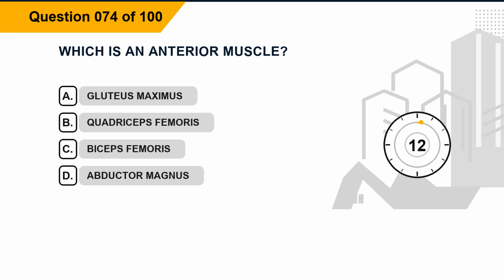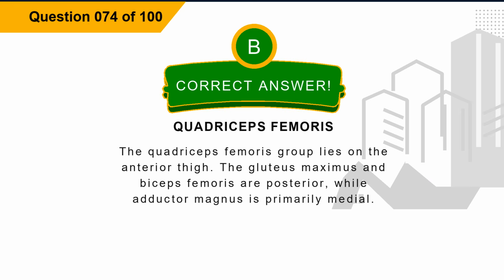Question 74. Which is an anterior muscle? Option A, gluteus maximus. Option B, quadriceps femoris. Option C, biceps femoris. Option D, adductor magnus. The correct answer is option B, quadriceps femoris. Explanation. The quadriceps femoris group lies on the anterior thigh. The gluteus maximus and biceps femoris are posterior, while adductor magnus is primarily medial.